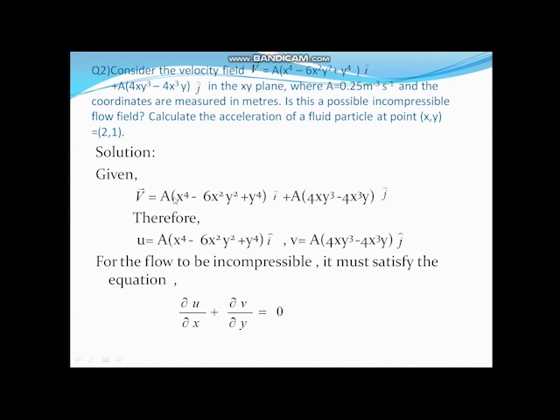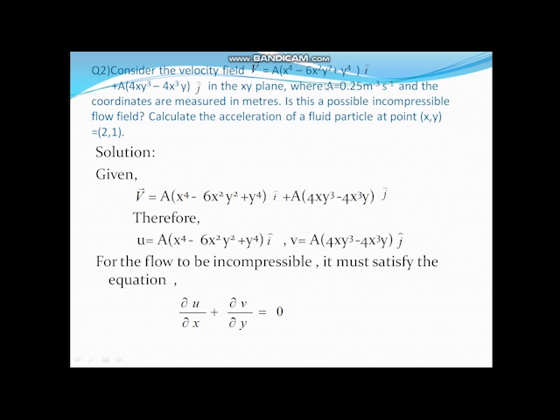Now moving to the second question. Consider the velocity field. We are given a velocity field, as you can see, in the xy plane, where a is equal to this much and the coordinates are measured in meters. Is this a possible incompressible flow field? Calculate the acceleration of a fluid particle at this point.